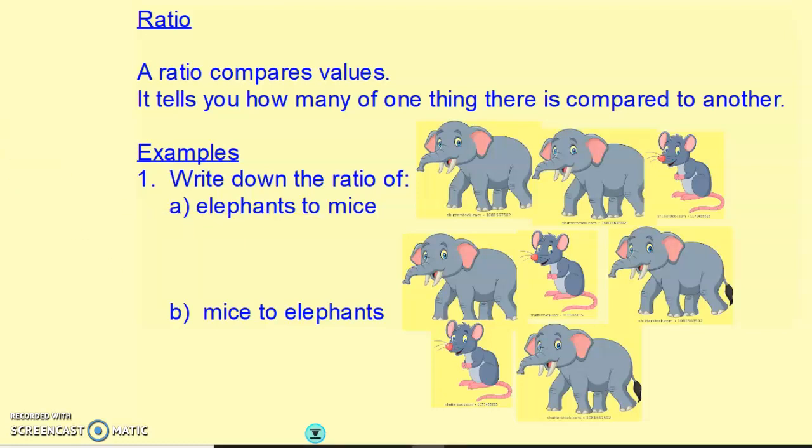So we get a ratio of 5 to, and 1, 2, 3 mice. The order is important with ratio. So the ratio of elephants to mice is 5 to 3. But the ratio of mice to elephants will be 3 to 5. And we write it with 2 dots like this. It's a wee bit clearer for you. So that's my ratio of elephants to mice, mice to elephants.